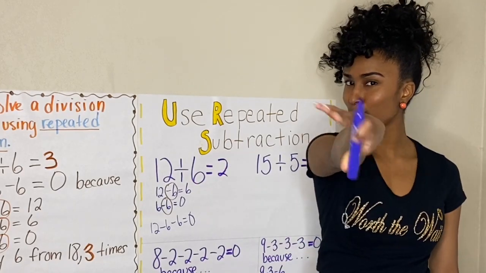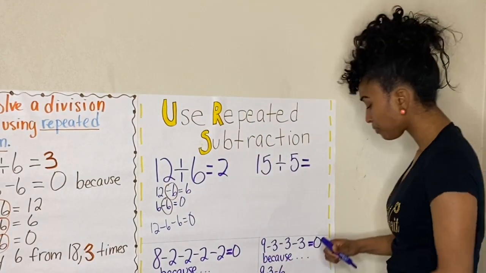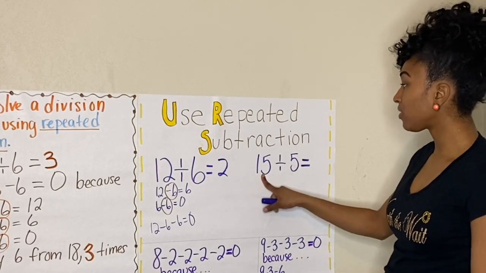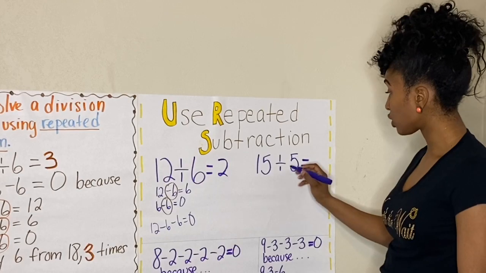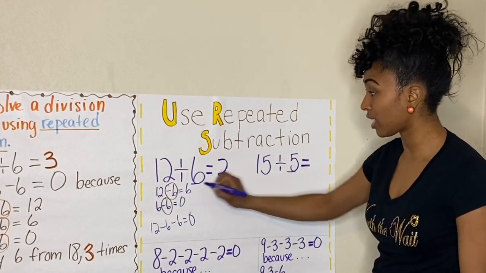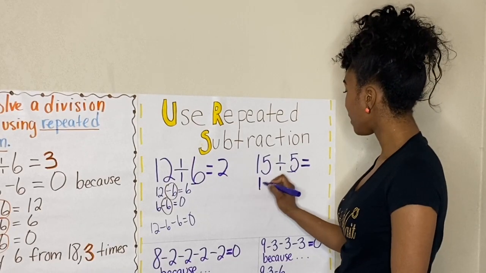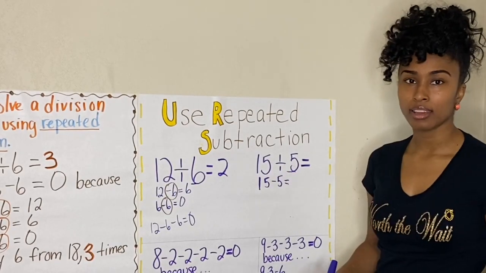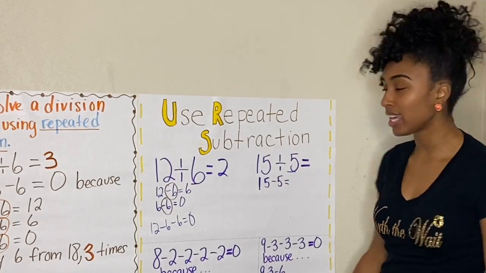Go you. I see you following along. You're really working hard to understand this. Keep going. All right, now let's look at the next one. 15 divided by 5. I subtract my divisor just like I did here until I get 0. Let's try it. 15 minus 5. Who knows it? If I take away 5 from 15, what do I have left? 10.